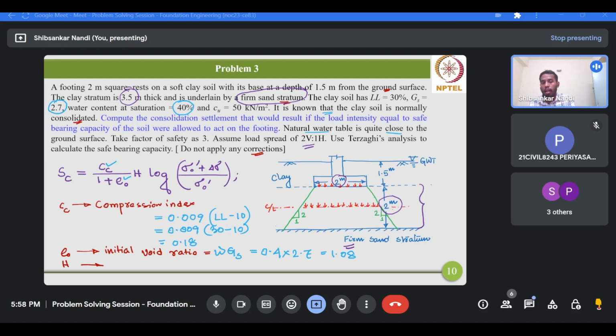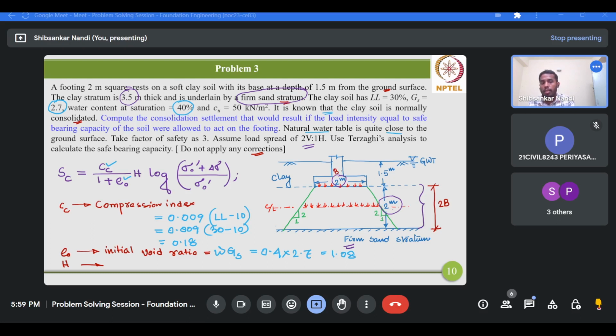And you should know that this influence zone basically extends to a depth of 2 times B from the base of the foundation. Though this depends on the type of footing, meaning the shape of the footing: strip, rectangular, circular, square. So you can basically take the depth or thickness of the influence zone as 2 times B, where B is the width of the footing.